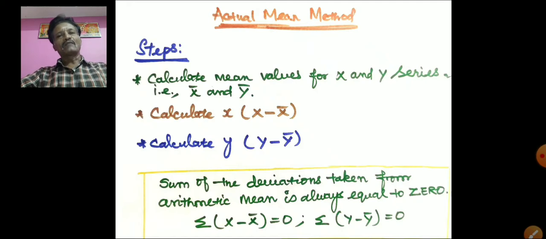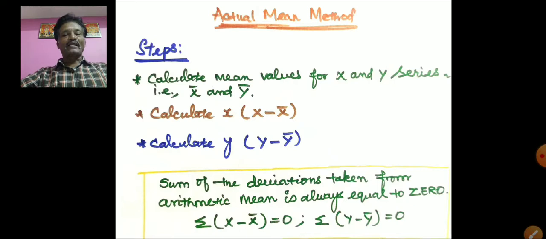What is the formula for calculating x bar? X bar is nothing but sigma x by n. Sigma x means the sum total of all x values, and n means how many values are given in x. Right? So the sum total of x values should be divided by the number of values, and you will get the x bar value. In the same way, you take the sum total of all y values to get sigma y, and that sigma y value should be divided by the number of observations, so you will get the y bar value. In this way, first you have to calculate x bar and y bar.